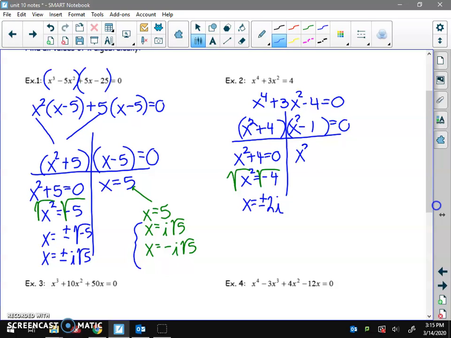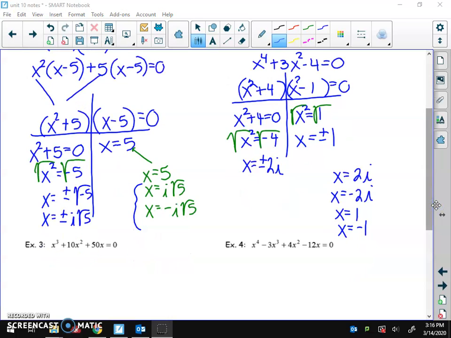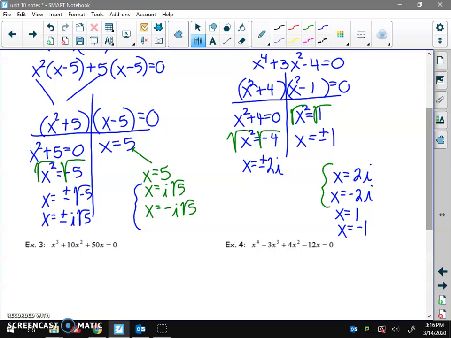On this side, we'd have x squared equals 1. We could do the square root method again. And if we do the square root method to those, the square root of 1 is just 1. So we'd get plus or minus 1. So again, we get 4 roots. x equals 2i, x equals negative 2i, x equals 1, and x equals negative 1. Each of those shows up once, so you have a multiplicity of 1 for each one of those. And again, it's important to note, when I did my equation, 2 of the roots were imaginary.